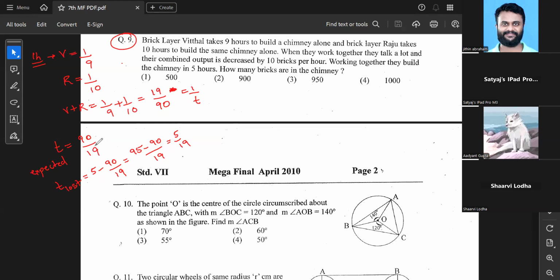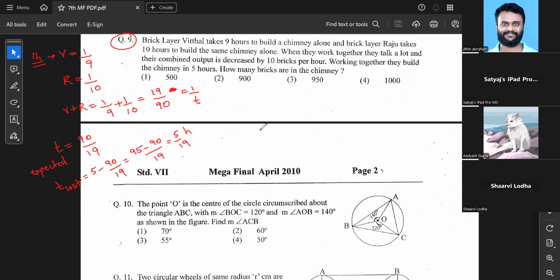So the expected time was 90 by 19, but these guys took 5 hours to complete. So the time lost because of chit chatting is basically 5 minus 90 by 19. When you take the LCM, you'll get 95 minus 90 upon 19. That gives you 5 by 19. So 5 by 19 is the total time lost, the total number of hours lost.